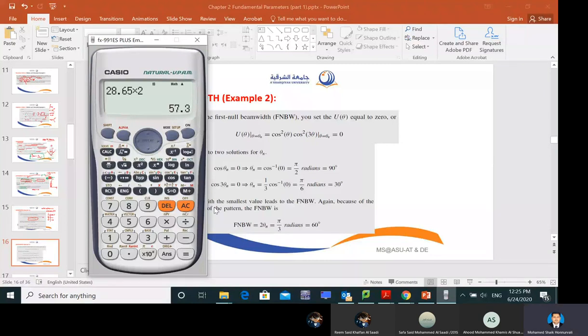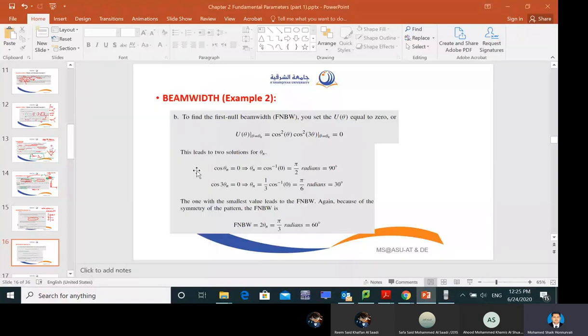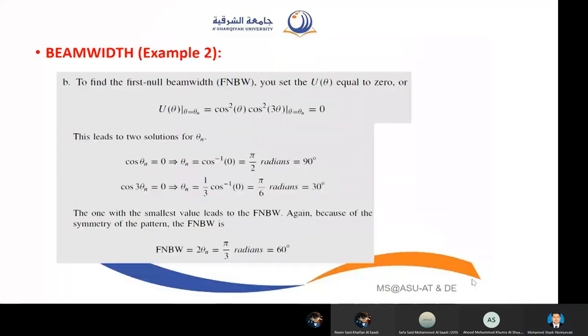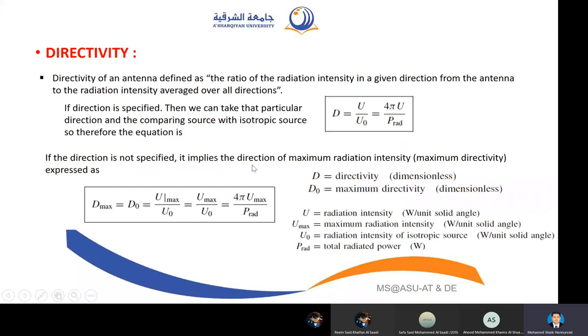Okay, this is how we calculate half power beam width or full null beam width for a radiation pattern given in a mathematical form. Okay, this is regarding the beam width. The next topic is directivity.